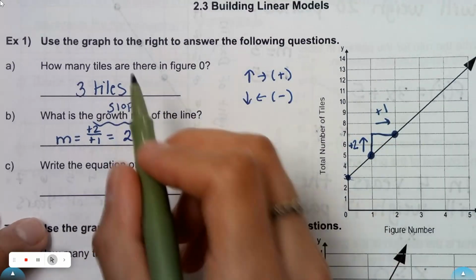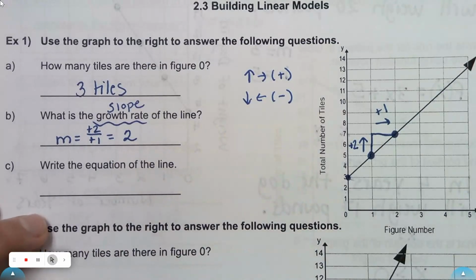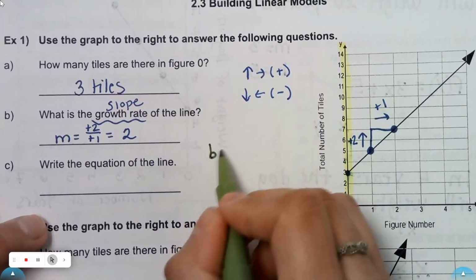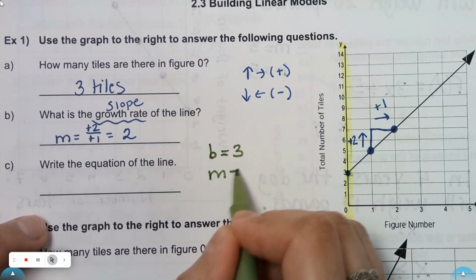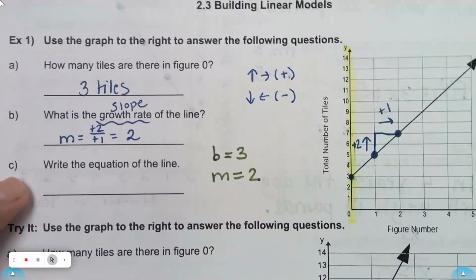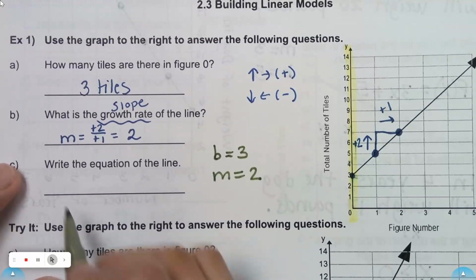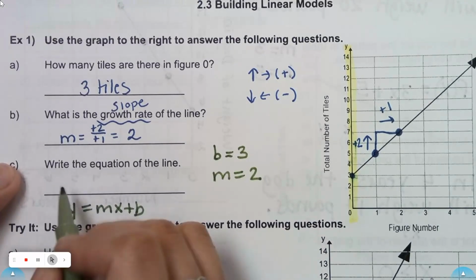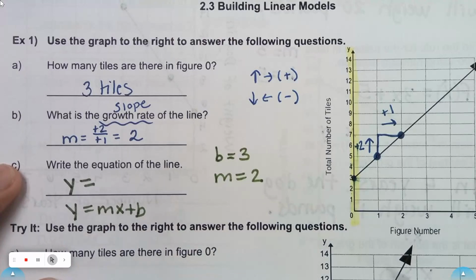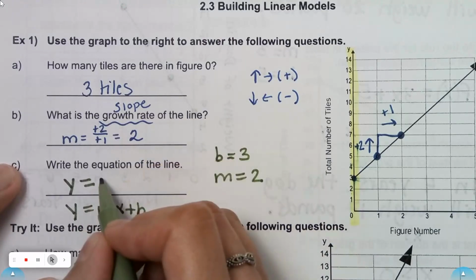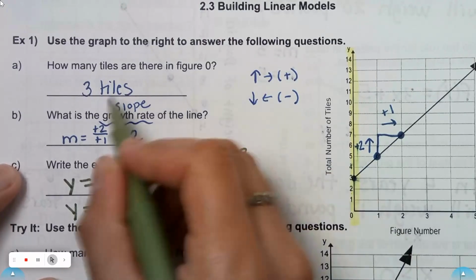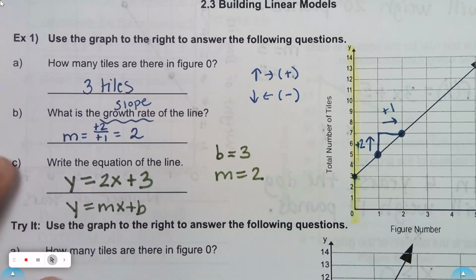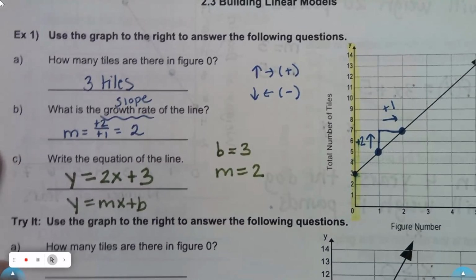Okay, so my start is where it hits on the y-axis, and we said that our starting number of tiles was 3. Okay, so that's my b. My m, we just said, was 2. So when I write my equation, because it's always in the form of y equals mx plus b, I have y equals, m is 2 because that's my growth, and b is 3 because that's my start. Okay, let's try the next example.